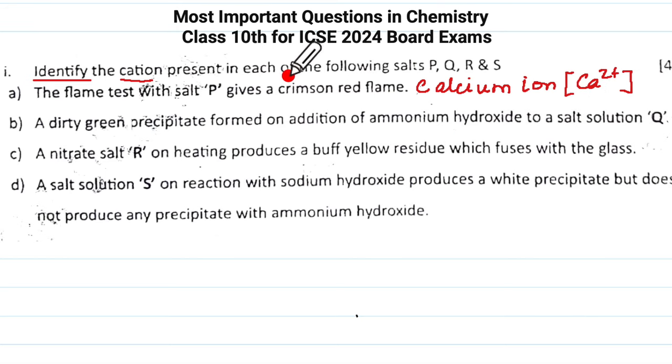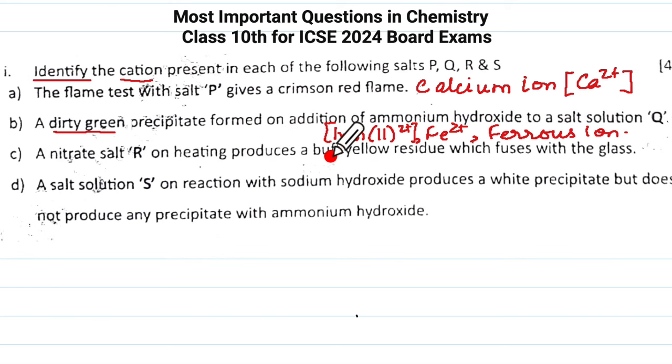Remember the other colors also. Sodium is persistent golden yellow. Potassium is non-persistent lilac color. So you have to know all those by heart. Dirty green precipitate with the addition of ammonium hydroxide, so Q must be having Fe2+. So you will write over here Fe2+. Either you write like this, or you can write like this, or you can say ferrous ion.